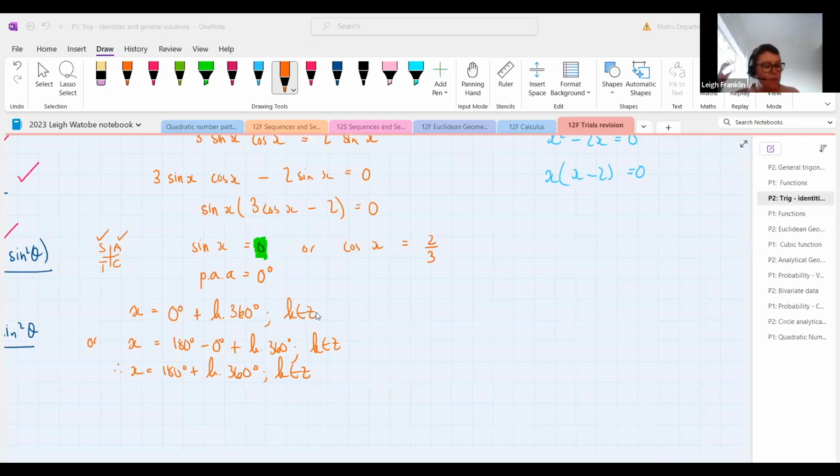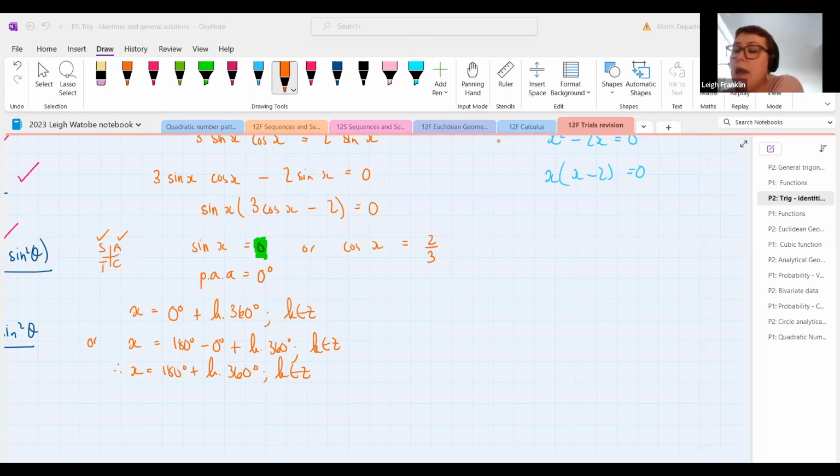All right, and I'm using k times 360. Why am I using k times 360? I'm using k times 360 because the sine graph repeats itself every 360 degrees. Quite right. That's the period of the sine graph. Thank you so much, Gugu. Perfect. Okay, so now let's consider cos x equals 2 over 3.